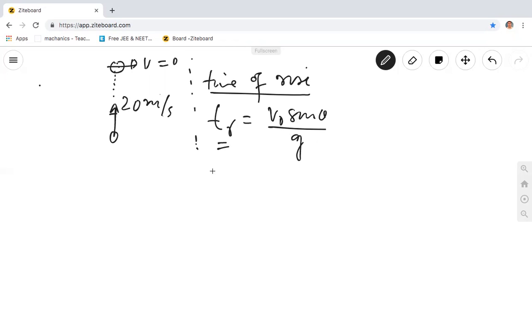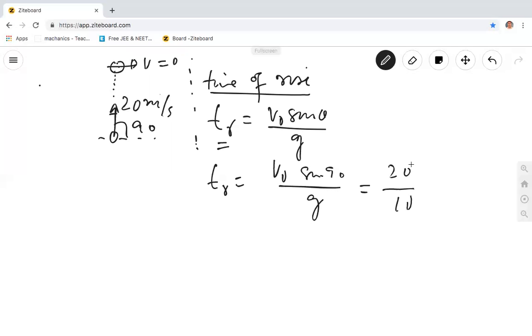Yes. So its time of rise is equal to V0 sine theta by g, but theta is 90 with the horizontal. So it is sine 90. V0 is 20, and g is 10. So it is 2 seconds. Answer. Right, I think I got 2 seconds as well. I did that.